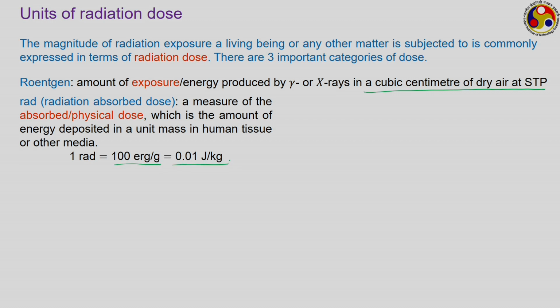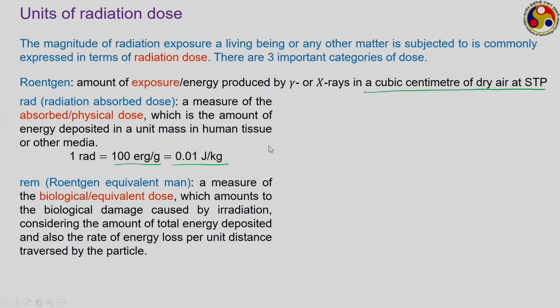That is, if I provide you 1 kg of human tissue and because of this radiation 0.01 joule amount of energy is being deposited into that, means the total energy content of that 1 kg of human tissue increases by 0.01 joule, then the corresponding physical dose or absorbed dose is called RAD, radiation absorbed dose. And then the next one is REM, Roentgen equivalent man.